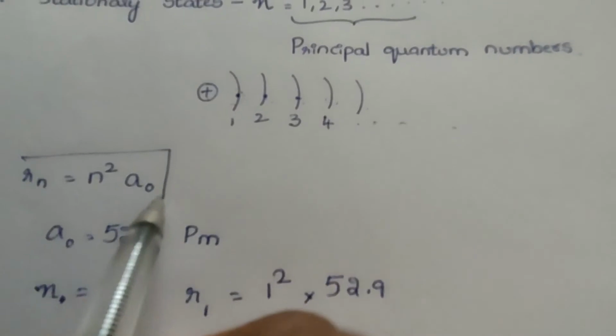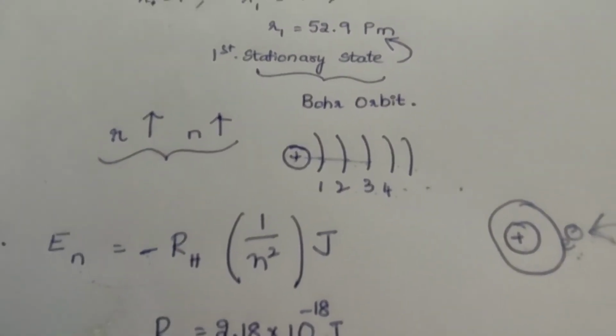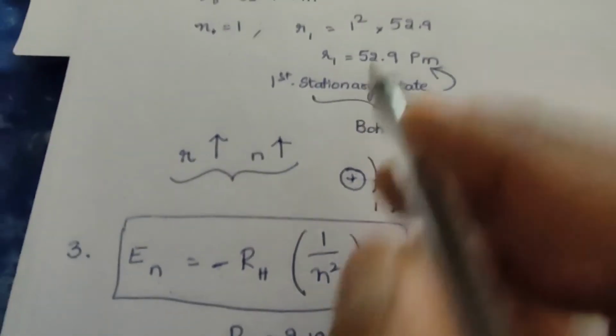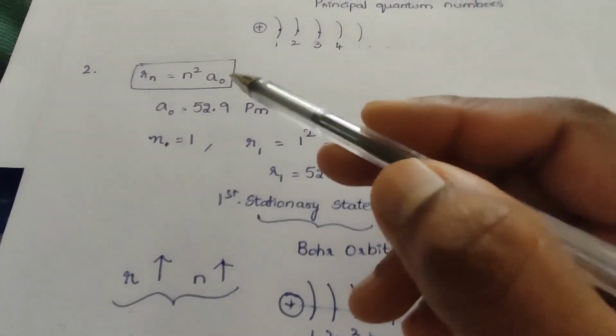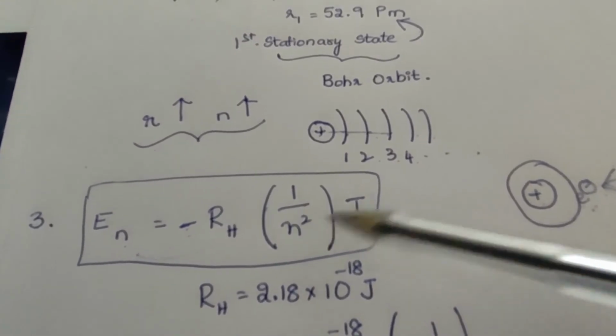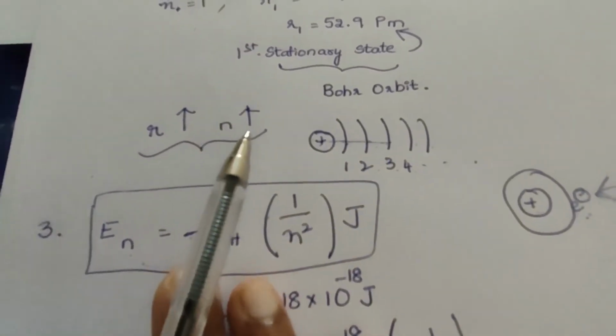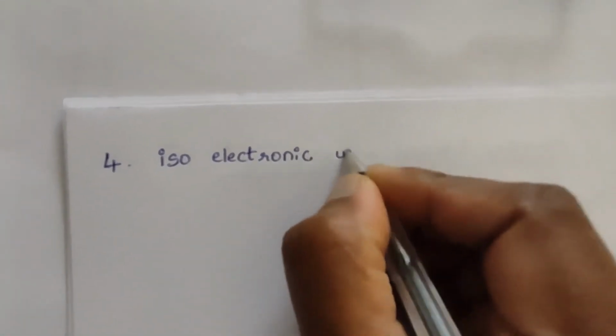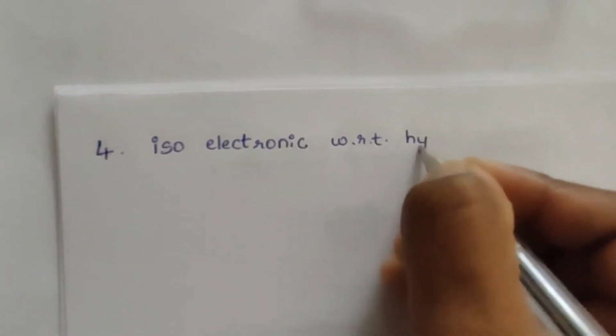Rn is equal to n square a naught, and En is equal to minus RH 1 by n square joules. These two formulas are used to calculate the radius of the stationary state and the energy of the electron present in these stationary states. Bohr also gave formulas for the species which are isoelectronic with hydrogen.